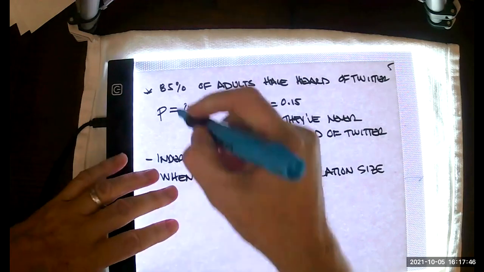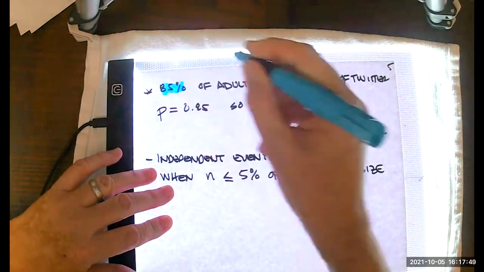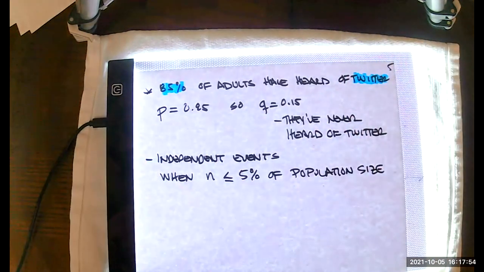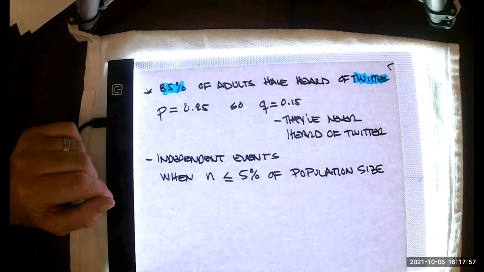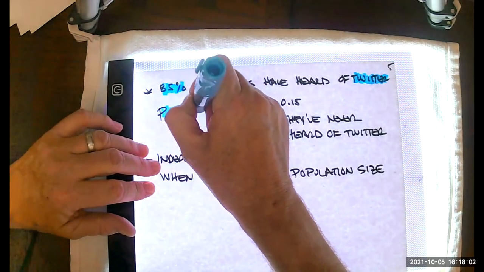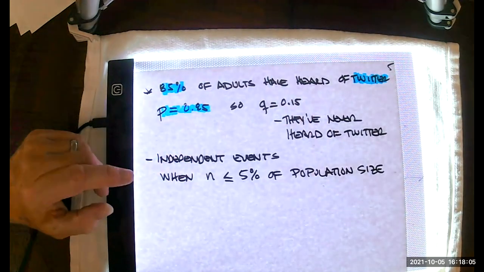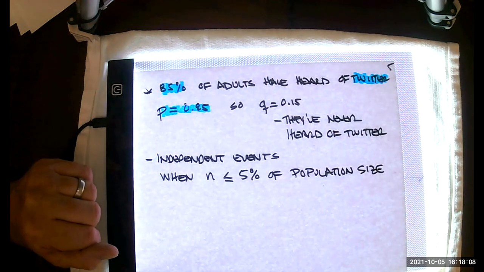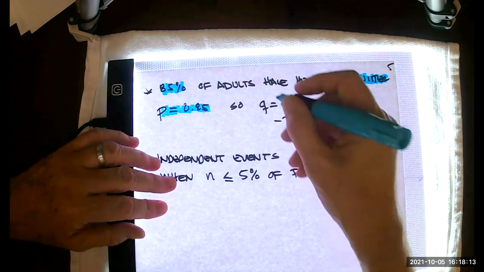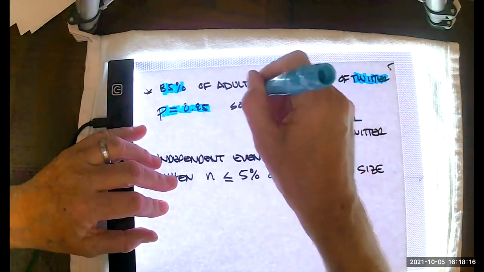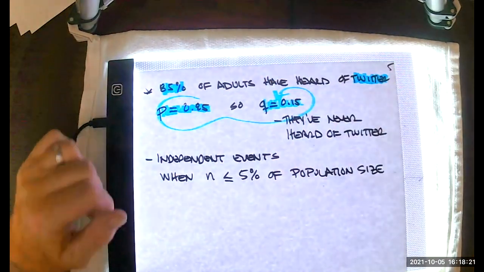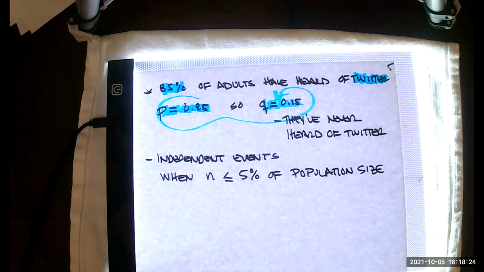Apparently, 85% of adults out there, at least in America, have heard of Twitter. So in terms of selecting an adult who has heard of Twitter, the probability p is 0.85. Is that enough for me to determine what the probability of q, the probability of a person not having heard of Twitter, might be? Yes, it is. And because I know this, I also know this. Those are the people that have never heard of Twitter.